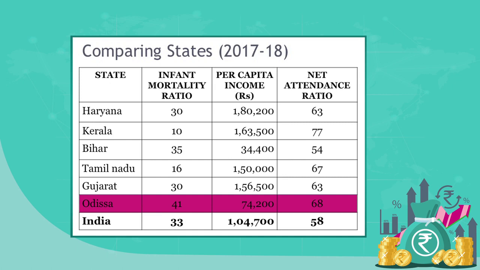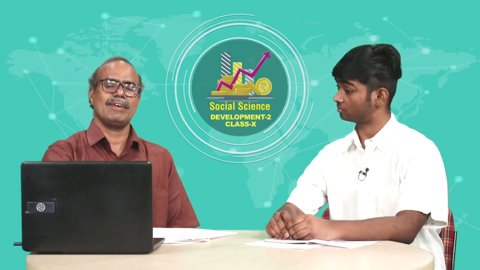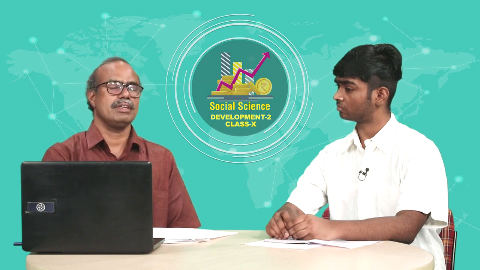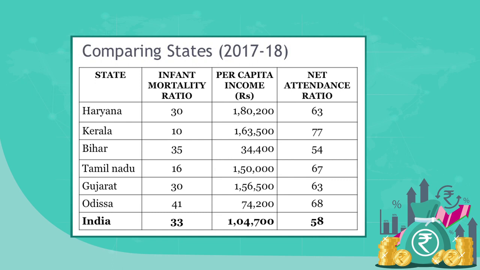Whereas if you look at the infant mortality ratio, it is far higher than the national average. The national average infant mortality rate is 23. This data is for the year 2017-18, just 2 years before. If you look at the attendance ratio, it is more or less equivalent to Tamil Nadu, but it is better than the national level.